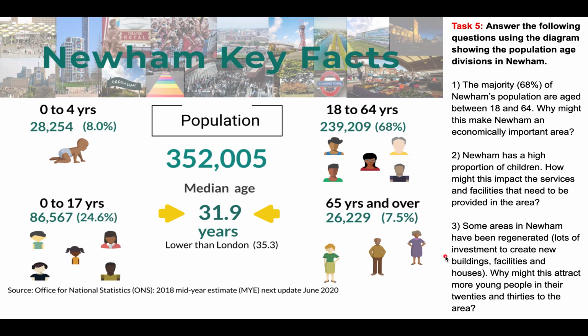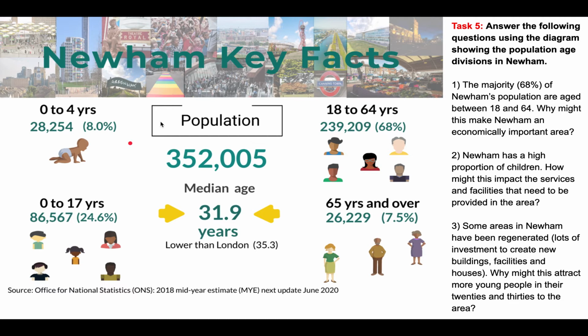Okay, so on the left-hand side here, we've got some babies. In the age category of 0 to 4 years, 8% of the population. In the category of 0 to 17 years, so this is children and young people, 24%. So almost a quarter of Newham's population is young people. And I have to say that is quite high, sorry. It's quite a surprising number of people.